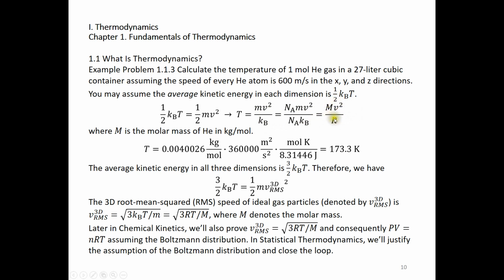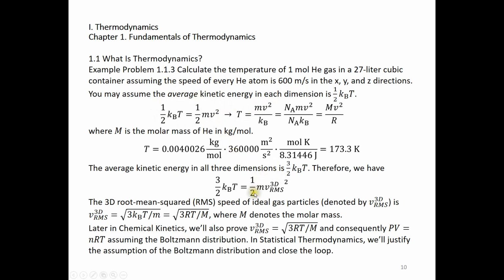When you do numerical calculations, we have just molar mass times v squared over R. This is a molar mass of helium. Again, gram is a non-SI unit, kilogram is the SI unit of mass, times v squared divided by R. We get the temperature 173 Kelvin. That's the temperature of the gas. Just based on this information, the speed of helium is 600 meters per second, and by using this equation.